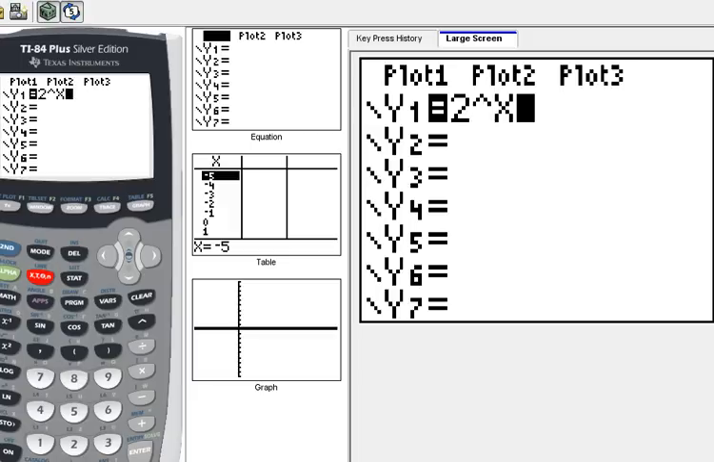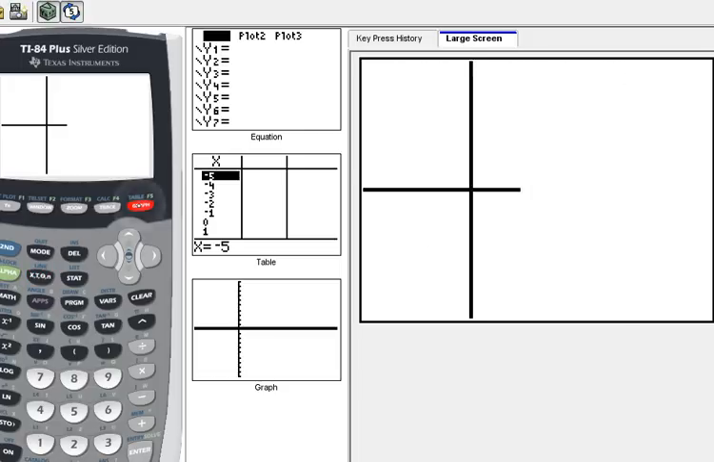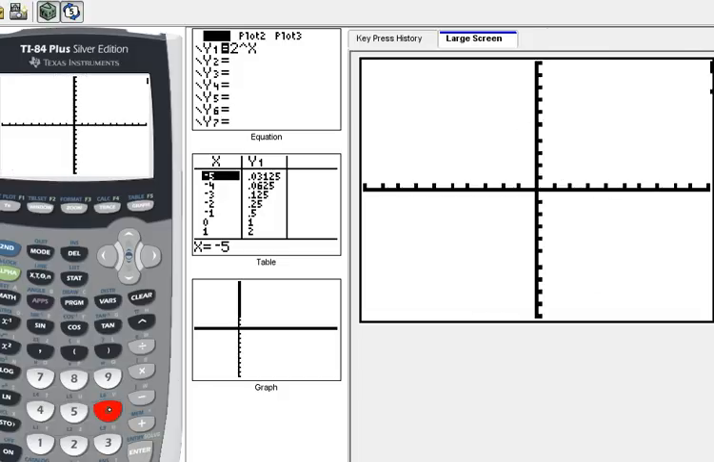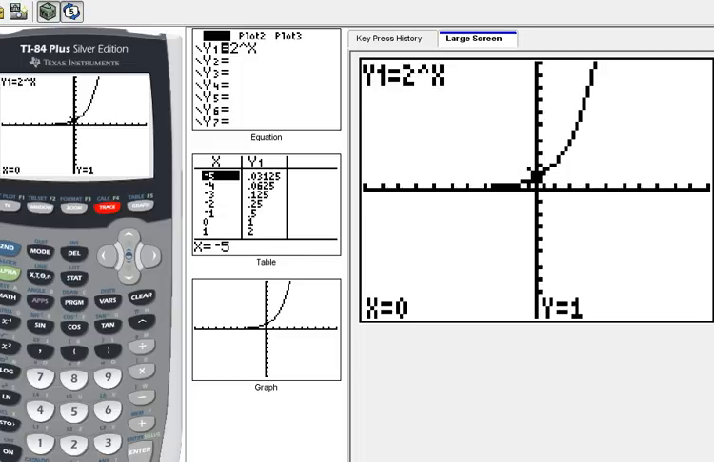Now before I graph this, should this be exponential growth or exponential decay? Growth, because my base is higher than 1. So here's my graph. I'm going to do a zoom 6 here because this one zoomed out a little weird. There we go. Do you see my graph? Now I'm just going to trace on this graph until I find a y value that's 10. So I'm going to hit trace, and see how I have a cursor here.